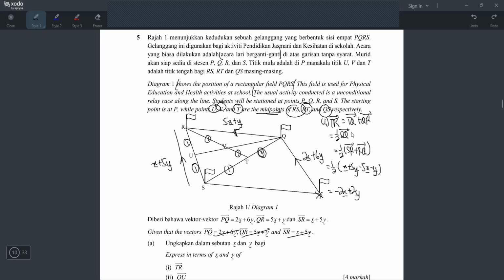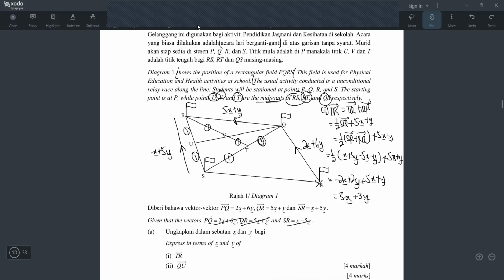But of course, this is not the answer. You still have to add vector QR, which is 5x plus y here, right? So everything you have to add 5x plus y. This one also has to add 5x plus y. And now you will get the answer here, right? So what I will do is I will take negative 2x plus 5x, which is 3x, 2y plus 1y, which is 3y. So this should be the final answer, right? So 3x plus 3y. Okay, there's one more question they want to find, which is QU, right?